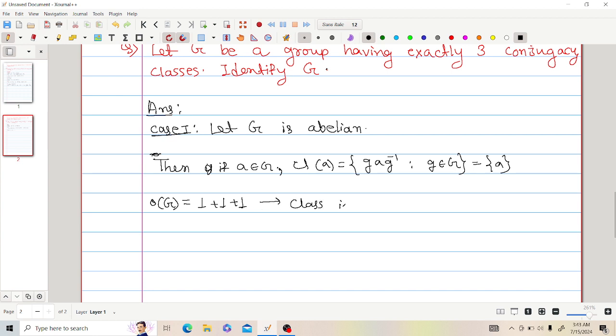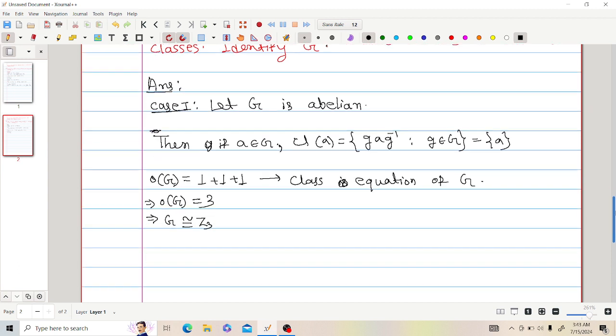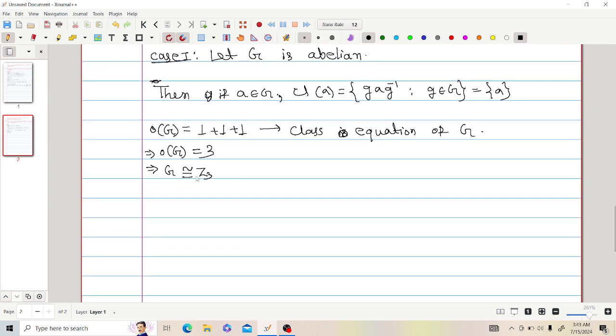This is the class equation of G. Then the order of G is equal to 3. Now G is an abelian group and the order of G is 3. This implies G is nothing but Z3. G is isomorphic to Z3. If G is abelian and G has exactly 3 conjugacy classes, then G is isomorphic to Z3.